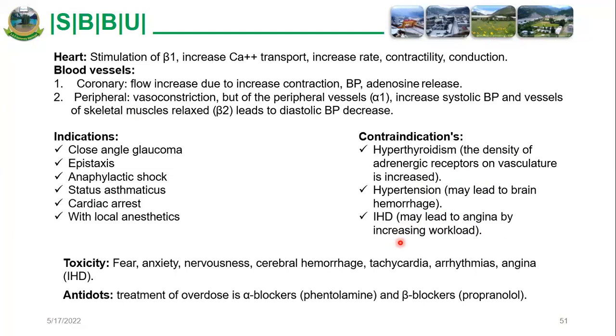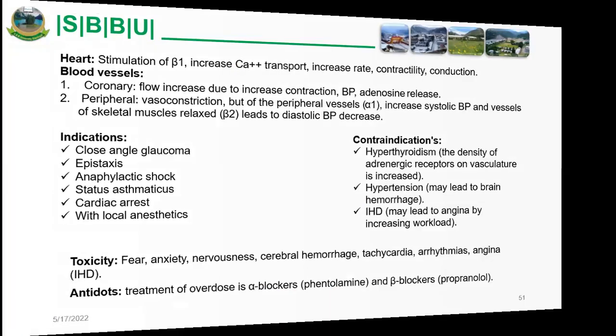Antidotes: when overdose occurs, treatment is with alpha blockers such as phentolamine, while for beta blockade it is propranolol. These are the antidotes of adrenaline. Phentolamine can block the alpha activities, whereas propranolol can stop the beta activities of adrenaline.